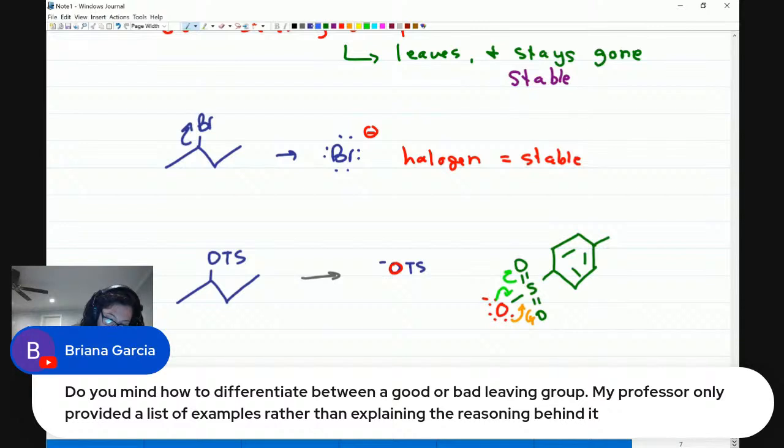But if I take the alcohol and I don't turn it into a good leaving group, then what I kick out is an OH minus. And this right here is my son in the morning.